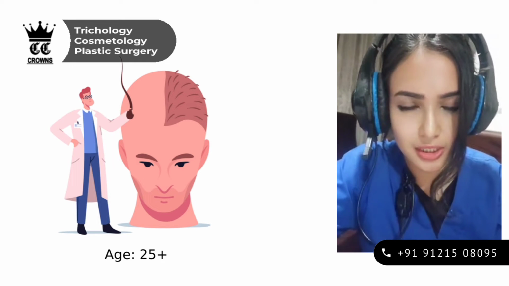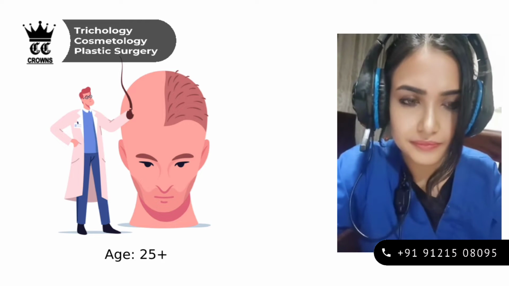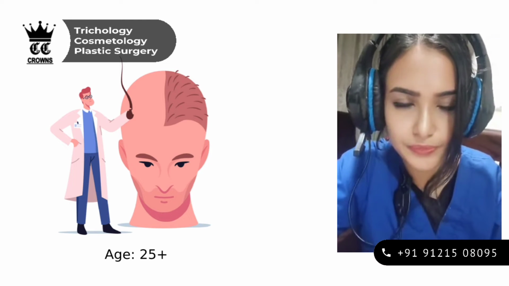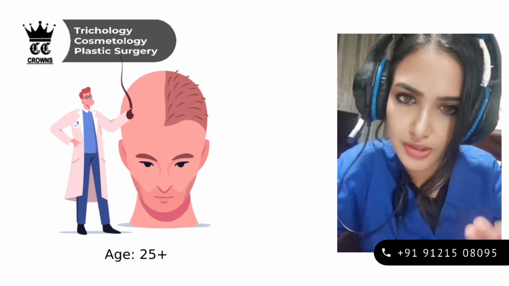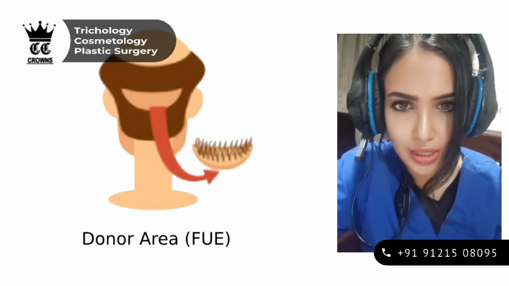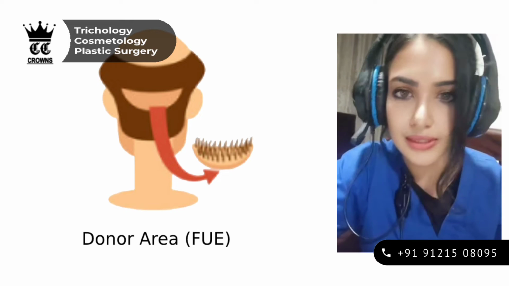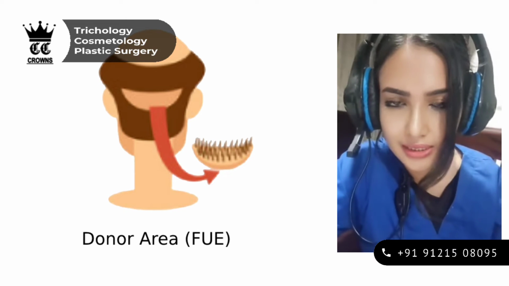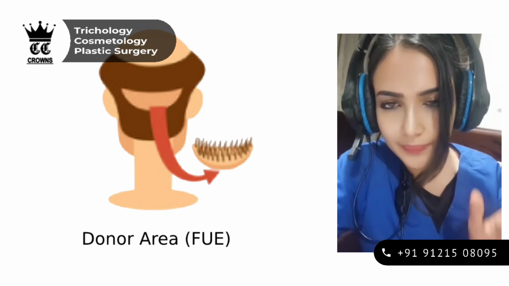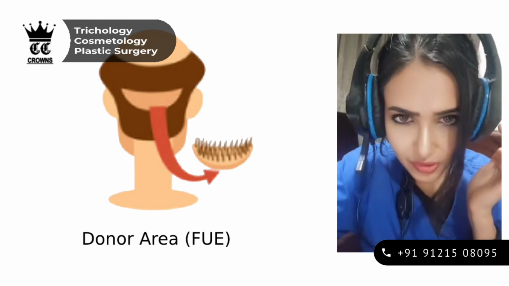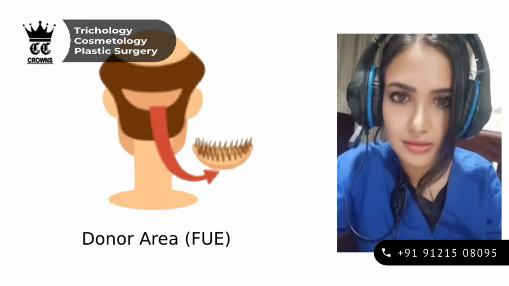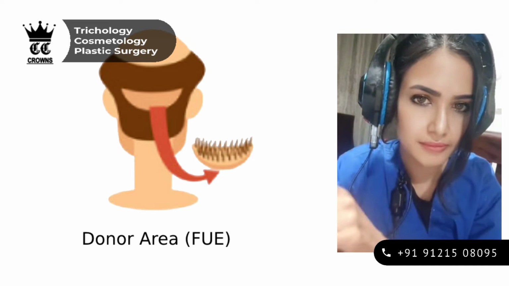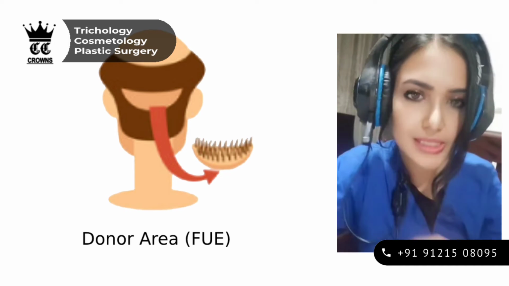So once you visit the doctor, he's going to analyze you. We take the complete detailed history and then he's going to analyze you with a tricho scan. We need to know how good your donor area is, what is your donor area capacity. The donor area ideally is the area from the tip of your ears to 4 centimeters above in a semicircular fashion, connecting the same dots on either side. So this is your donor area.